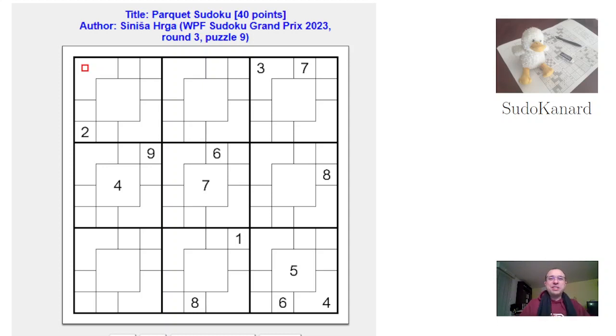We're here to solve this Parquet Sudoku by creation author Siniša Hrga for the latest WPF Sudoku Grand Prix. And this is a very confusing Sudoku variant because you can see that some of the cells are huge. You can have those 2x2 squares. You can have those cells with just 3 potential cells.